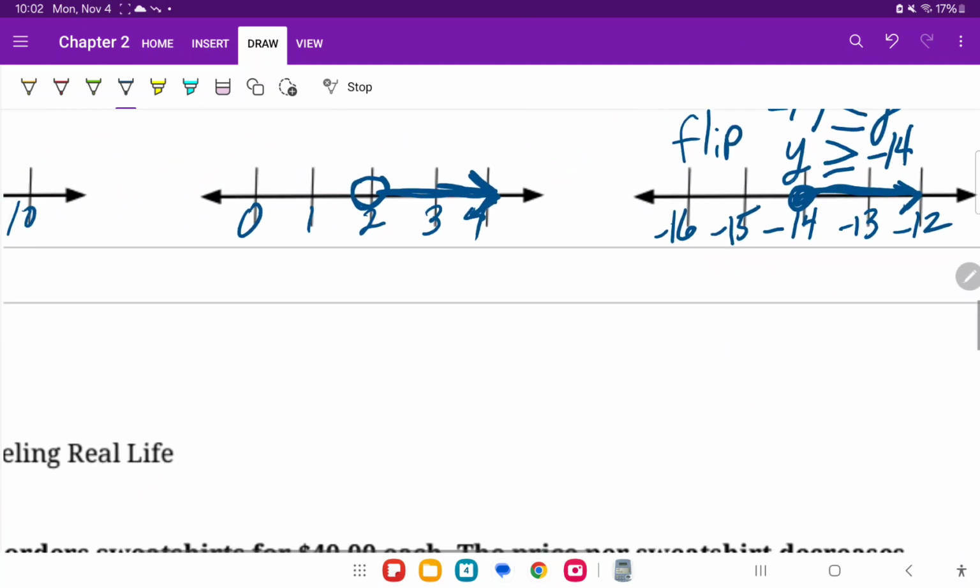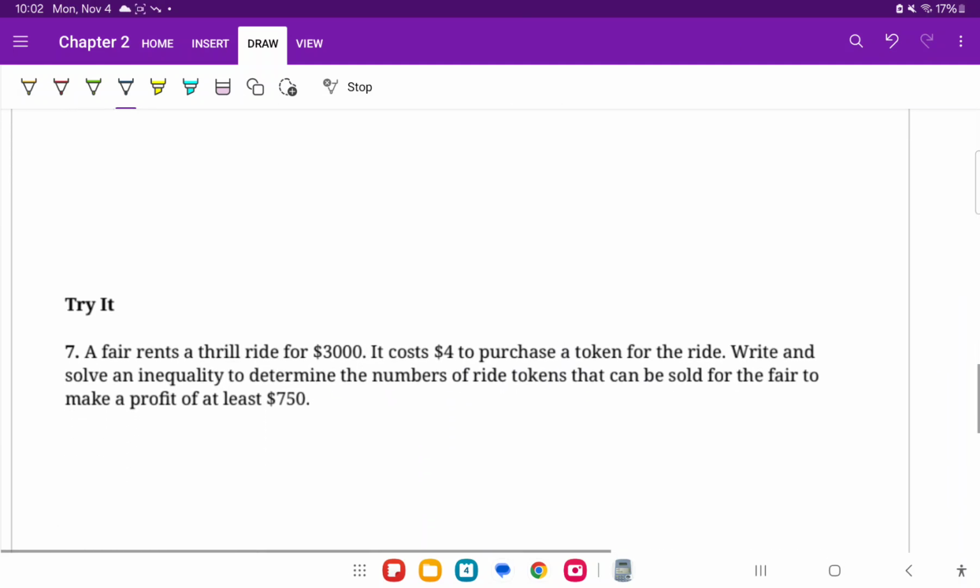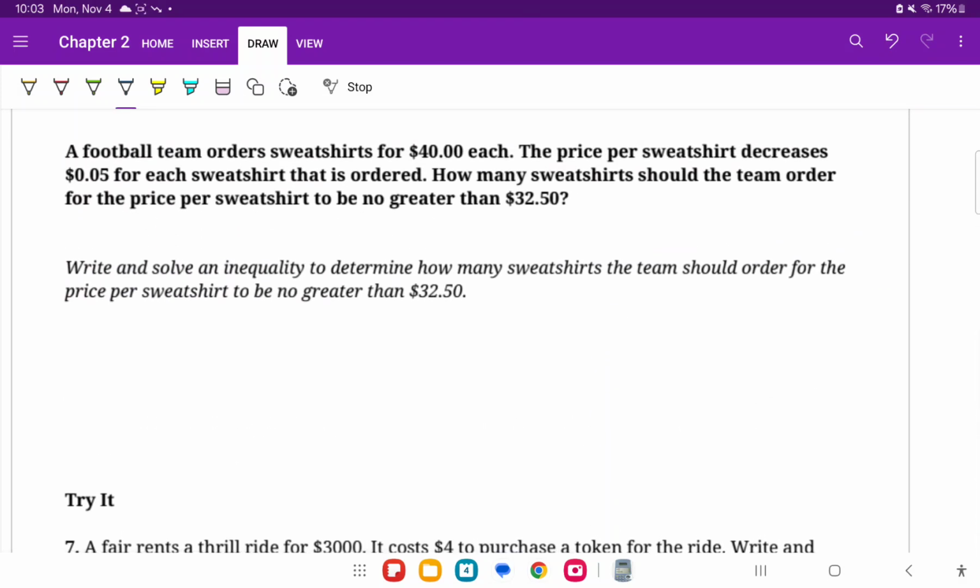Okay. All right, so we got a couple of real life problems we're going to look at. A football team orders sweatshirts for $40 each. The price per sweatshirt decreases 5 cents for each sweatshirt that's ordered. How many sweatshirts should the team order for the price per sweatshirt to be no greater than $32.50? Okay, so we're to write and solve the inequality to determine how many sweatshirts the team should order.